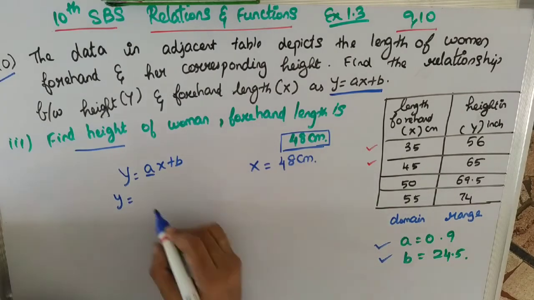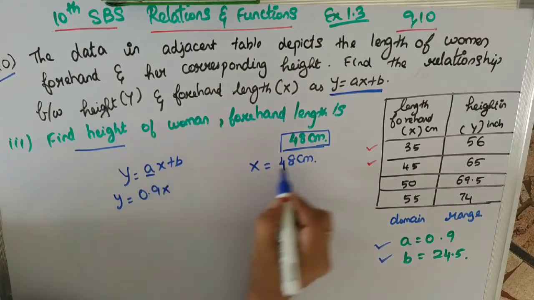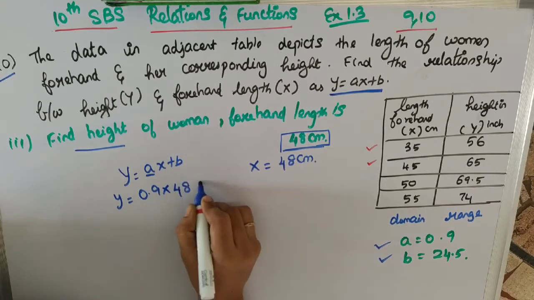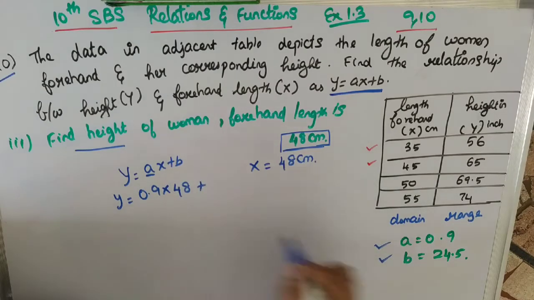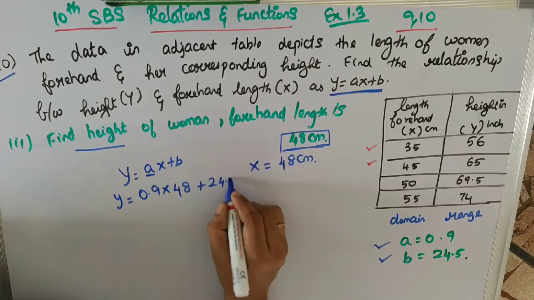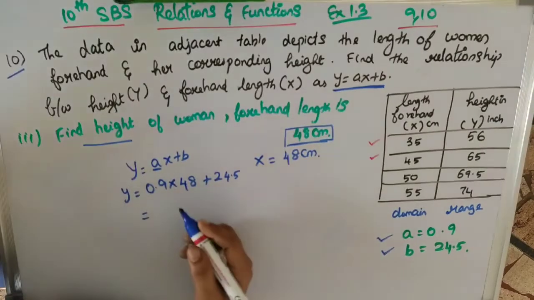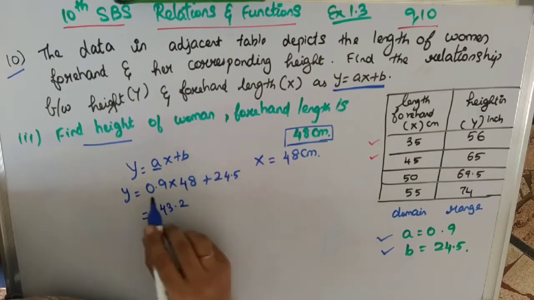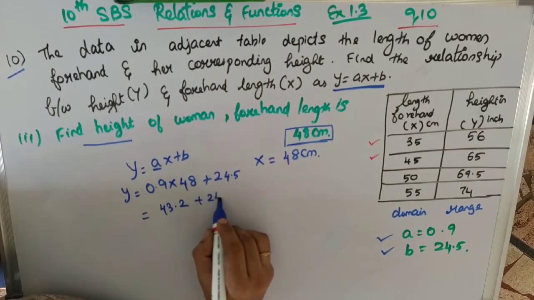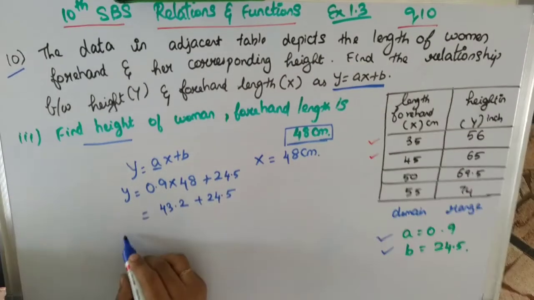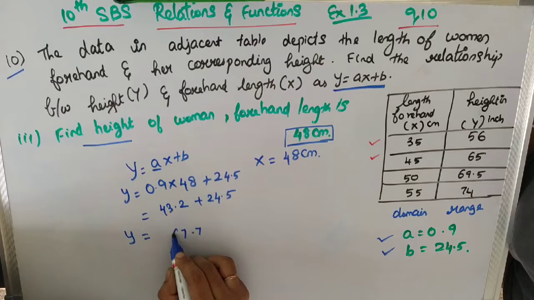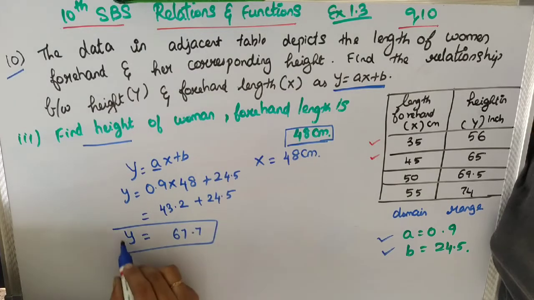So it's easy for us to find y. So y is equal to ax plus b. a is equal to 0.9. So a into what is x? 48 cm because forehand length is given as 48 cm, plus what is b? 24.5. So y is equal to 0.9 into 48 plus 24.5. So what is 0.9 into 48? 43.2. So y is equal to 43.2 plus 24.5, that is equal to 67.7.